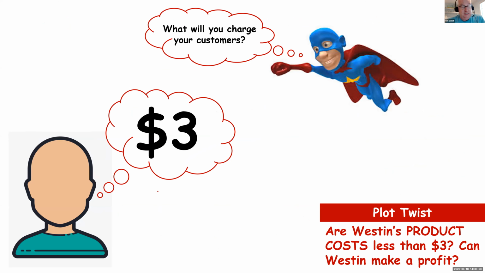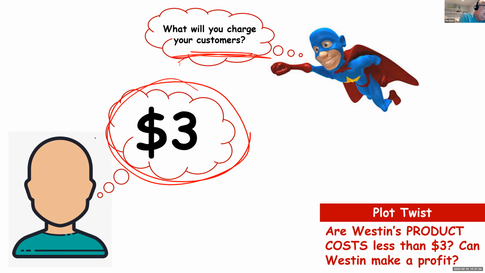So here's the question. What do you think Weston will charge for his hot dog on the corner in New York City? Well, he has an idea that it'll be $3. Well, what does that make you think of, Art? That makes you think of how much money he might be able to make. So his profit. So that's the plot twist, right?